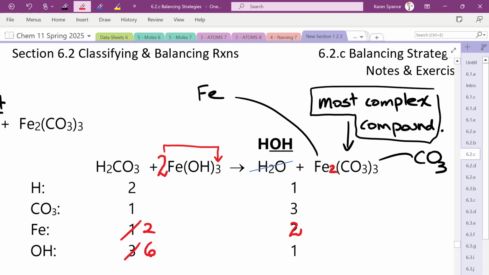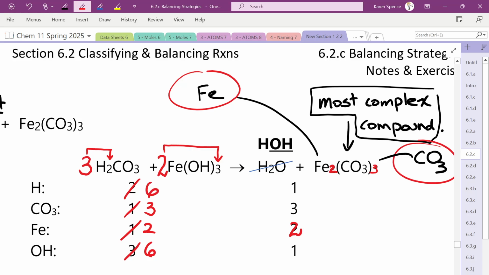Okay. Now, after I've finished iron, I want to balance my carbonate. I have 3 carbonate on the right. It means I want to have 3 on the left. So that changes my carbonate to 3, but it also changes my hydrogen to 3 times 2 is 6. So 3 and 3 is good, 2 and 2 is good.